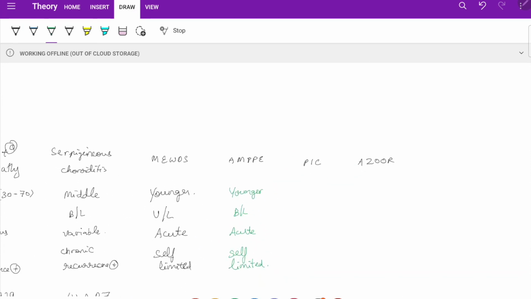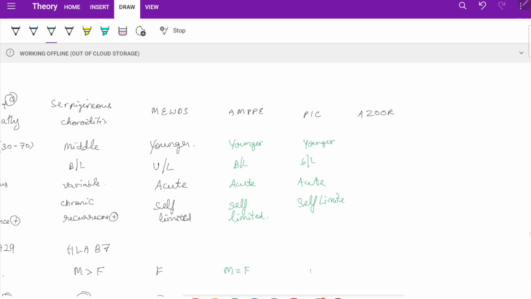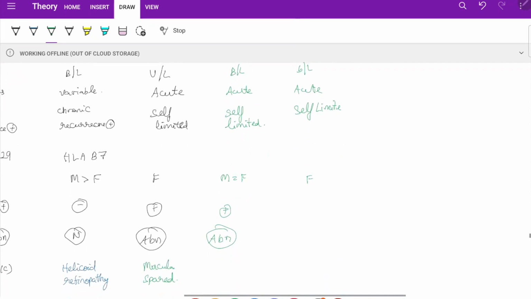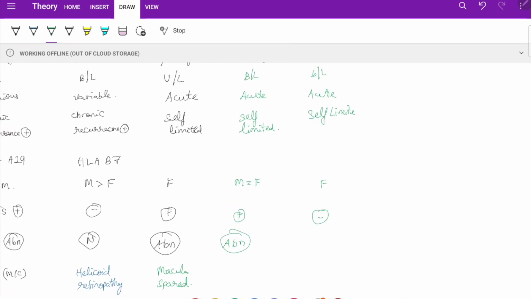What is PIC? Punctate inner choroidopathy. This also occurs in the younger age group, and it's going to be bilateral, acute, and self-limited. Females are most commonly affected here, and you don't have vitritis. So vitritis is negative and there is going to be a normal ERG.